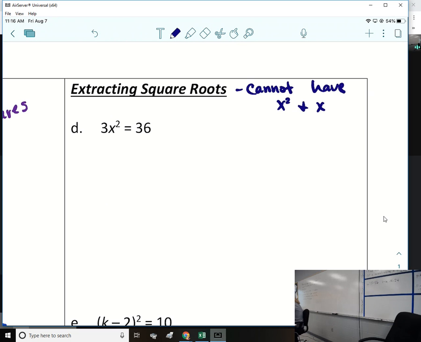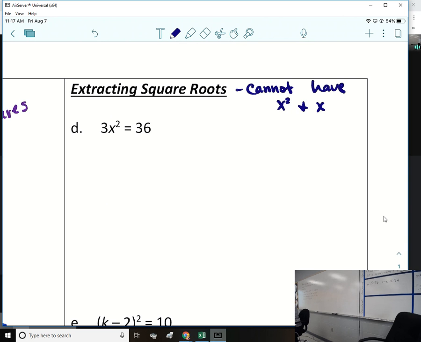But extracting square roots is the most instinctual way to solve. You guys have been solving equations, I don't know, probably since 6th grade or something, maybe before then. And so you kind of know what you're doing. You want to solve for x. You want to get x by itself. And so that's why extracting square roots is a little easier because you have a plan, a goal to get to.